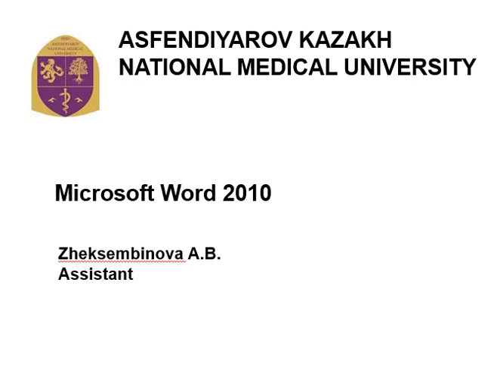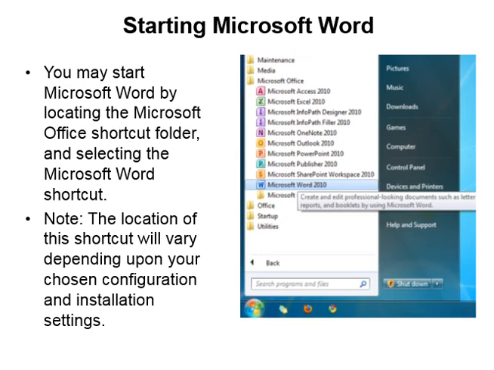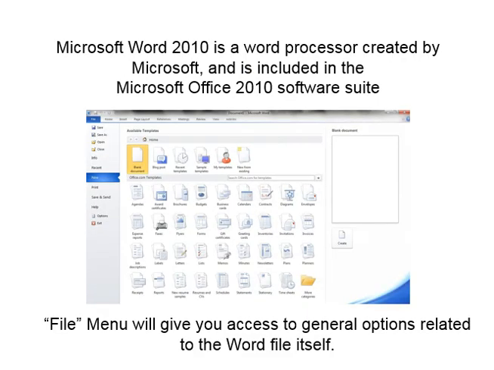The topic is Microsoft Word 2010. You may start Microsoft Word by locating the Microsoft Office shortcut folder and selecting the Microsoft Word shortcut. Note: the location of this shortcut will vary depending upon your chosen configuration and installation settings.